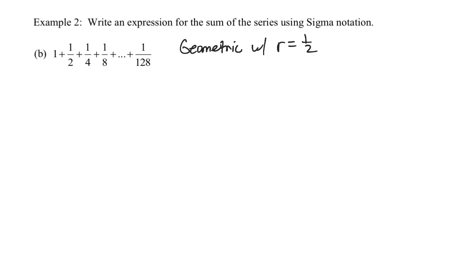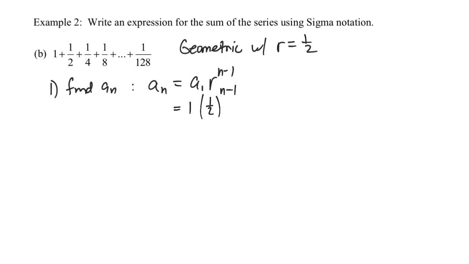And so that means when we find a sub n for our first step, we're going to use the geometric sequence formula. So that says a sub n is equal to a sub 1 r to the n minus 1. And so what is a sub 1? It's 1. And what is r? It's 1/2 to the n minus 1. Now, the second thing is we're going to set a sub n equal to the last term, and this is going to allow us to figure out what the upper bound is.